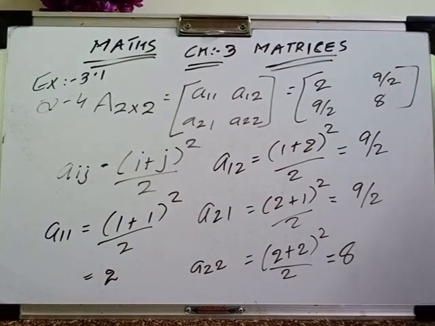You can try the second and third parts of this main question 4, where different formulas for Aij are given and you need to find a 2 cross 2 matrix related to those formulas.